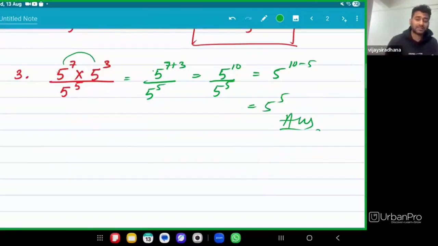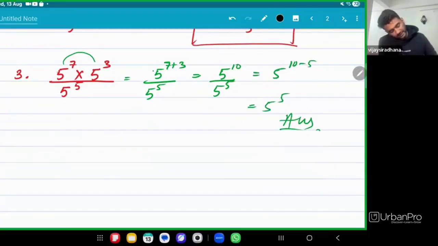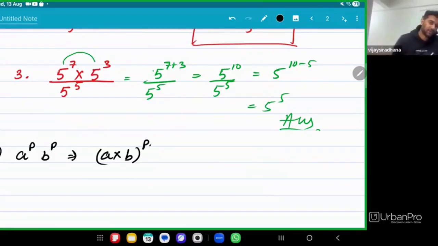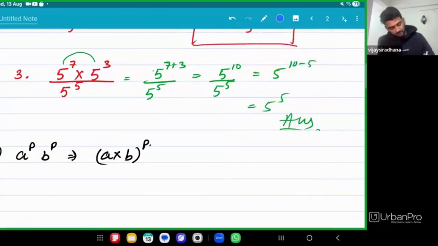And the last one is nothing but, now the power remains the same, but the bases will change. So for example, you have the fourth identity, which is a to the power of p into b to the power of p, then this one would be nothing but a into b, whole to the power of p. Right? Now let's see how it goes.